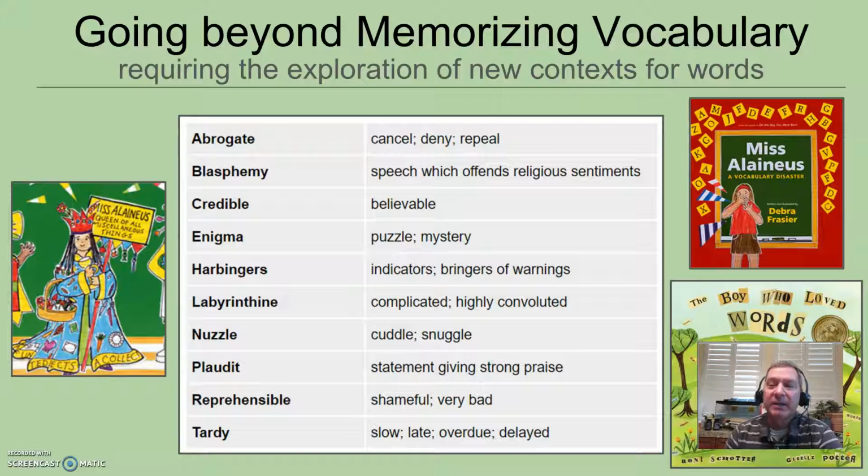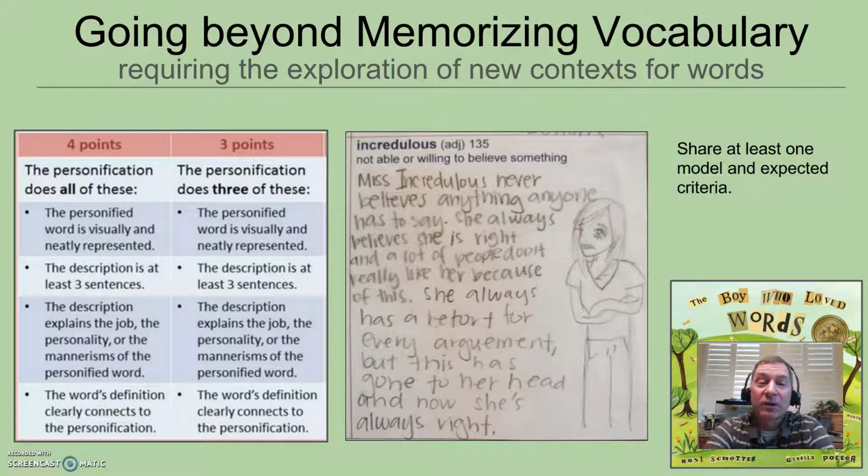Another activity I love to do is personify a vocabulary word. This is inspired by a book called Miscellaneous, where the young girl mishears the word, thinks they're saying miscellaneous, and so she comes dressed to school as miscellaneous, and her costume represents what miscellaneous means. It's a fun idea. Here's my criteria for my students. You can pause and read those carefully. Here's a student sample about Miss Incredulous. My students love to put the word Mr. or Miss or Doctor or Baby in front of a word, and suddenly they personify it so that the personality, the clothing, the job description that they have somehow fits what the word means.